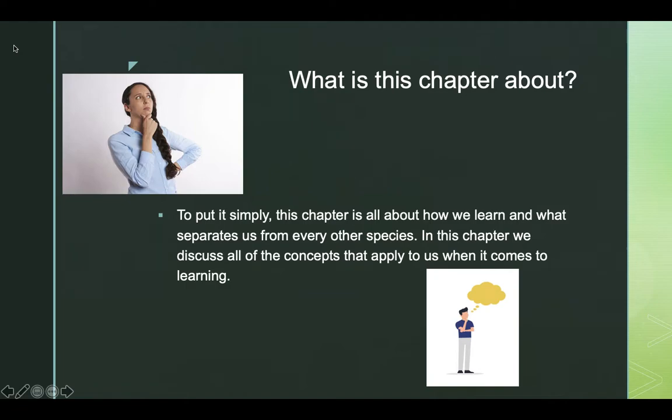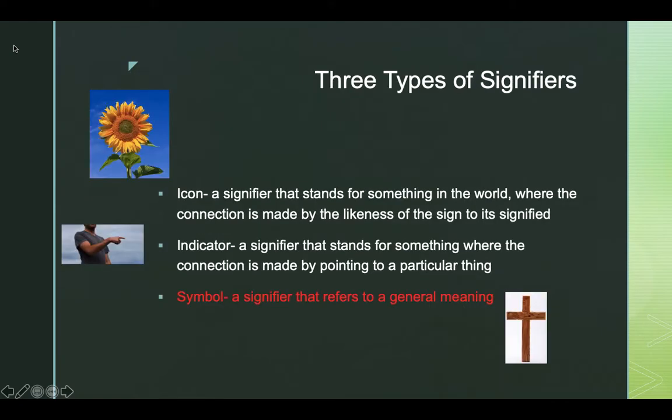And so the chapter starts off with a little segment talking about three kinds of signifiers in literacies that make us make connections with the world. And so we're going to dive into that right now. And that is these three right here. So we have an icon, which is a signifier that stands for something in the world, where the connection is made by the likeness of the sign to its signified.